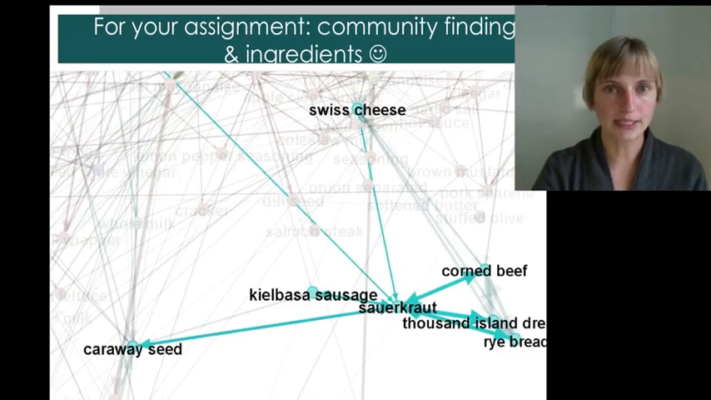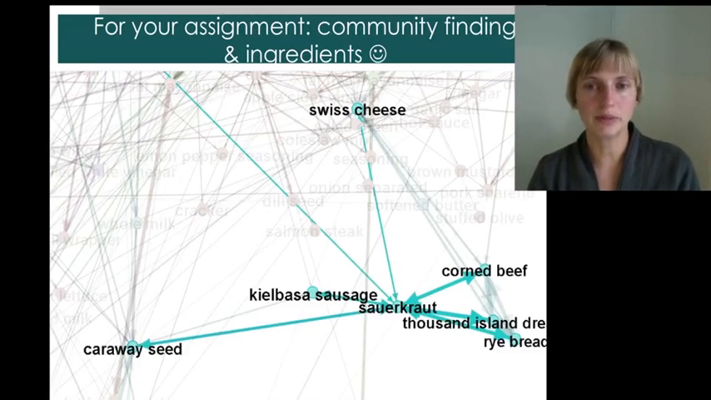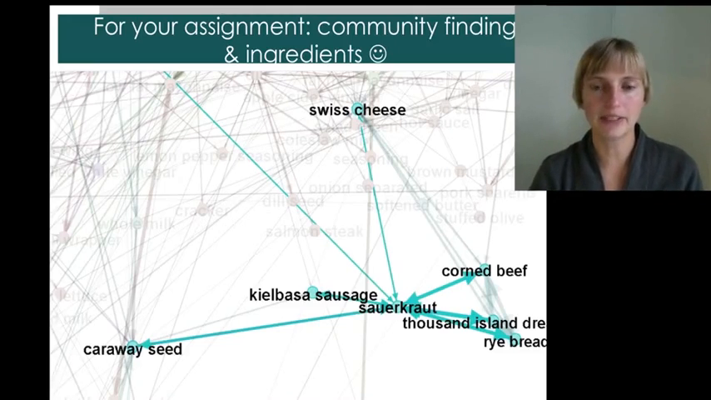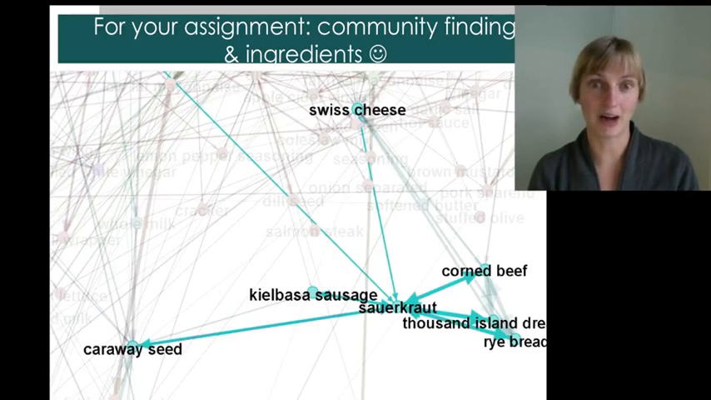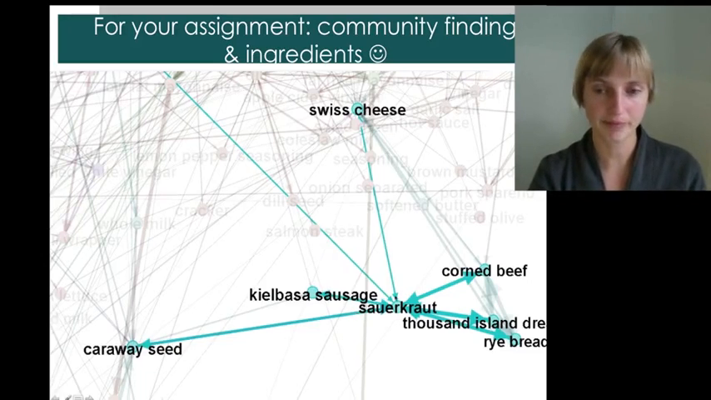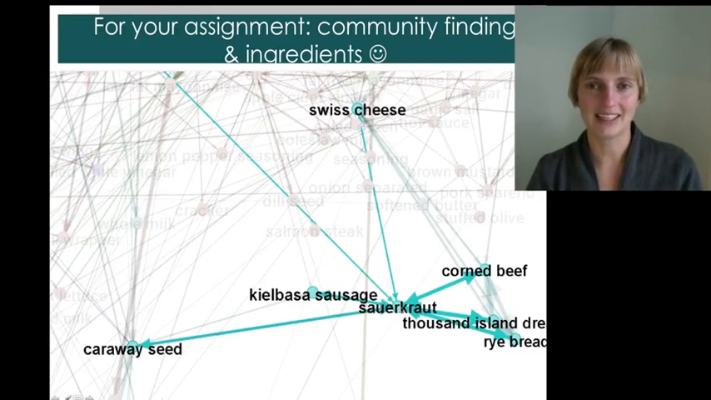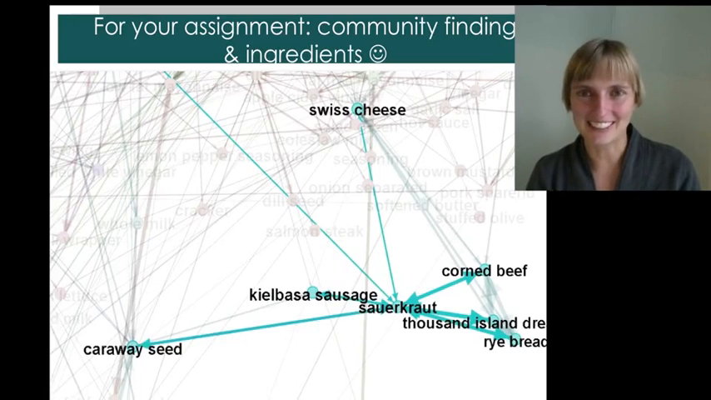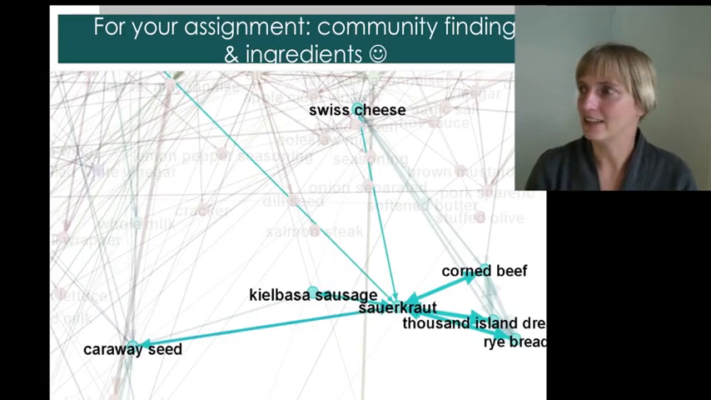Now, for the assignment, you'll be looking at ingredient networks. So here is the network of ingredient complements. These are things that go together often or that co-occur often. And here is, oh shoot, what's the sandwich called? The sauerkraut and corned beef and Swiss cheese. Oh, it's a Reuben sandwich.